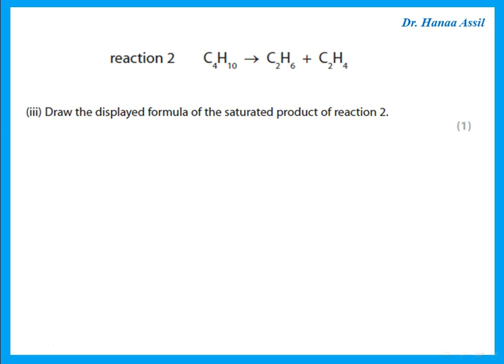So which of these is saturated? Which of these is alkane? It is the one that has CnH2n plus 2. So that is the C2H6. What is the C2H6? This is ethane. So this is how we draw ethane. Remember, each carbon must have a total of 4 bonds.